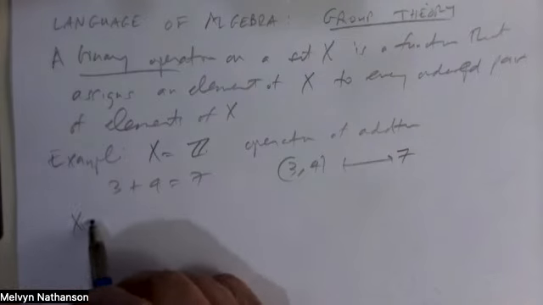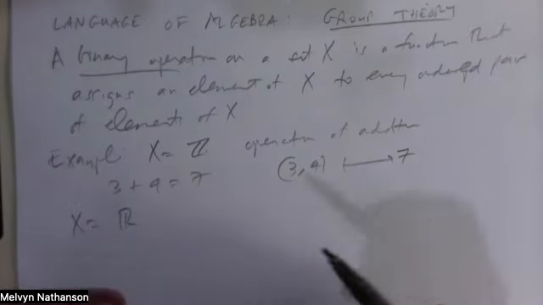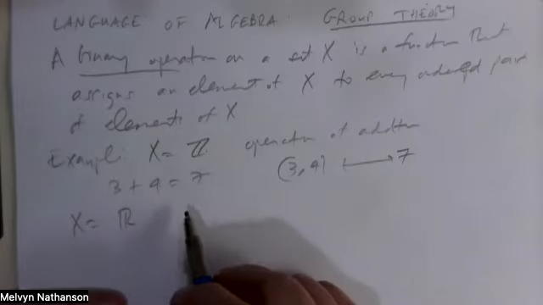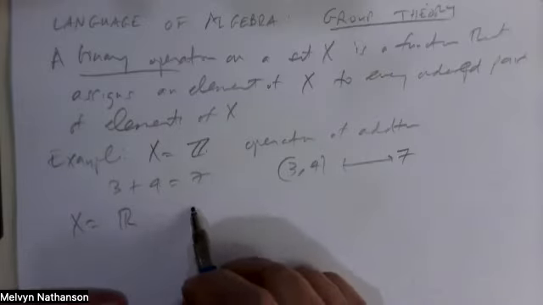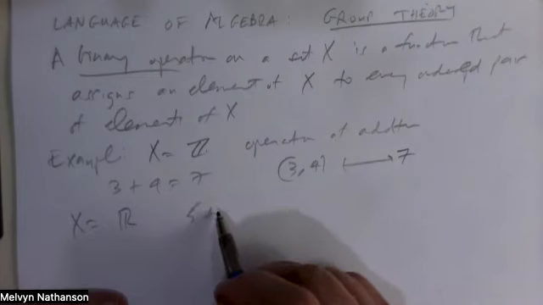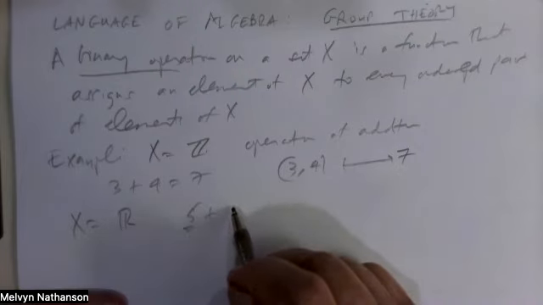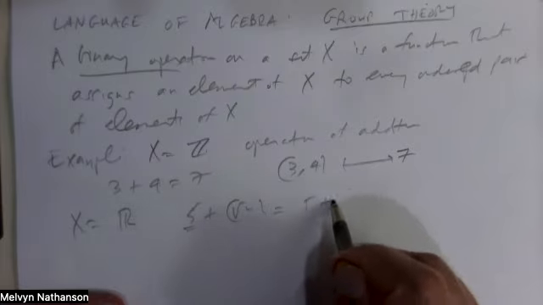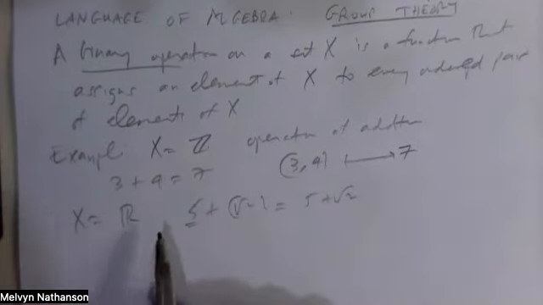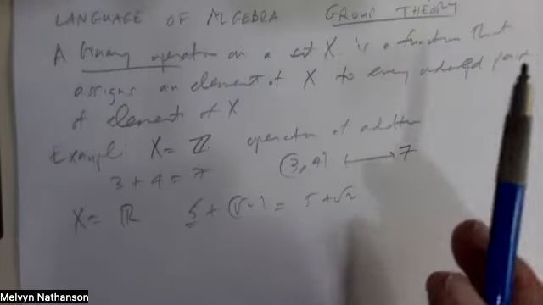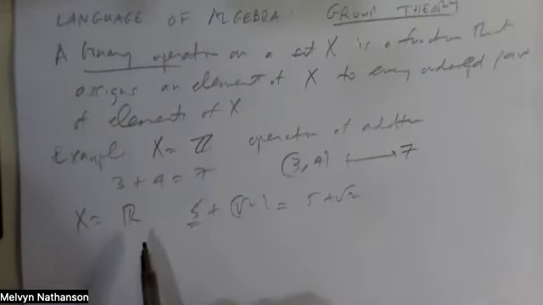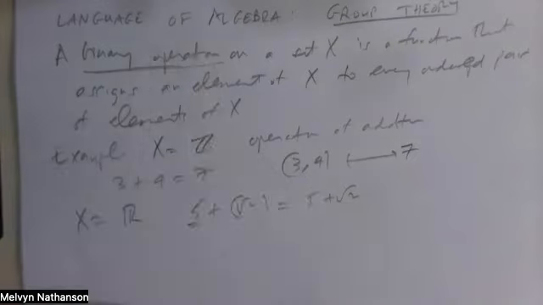Or if we took X to be the real numbers with the operation of addition, we could say that the number 5 plus the number square root of 2 is 5 plus the square root of 2. That is, you can add pairs of real numbers. You can multiply pairs of real numbers, and so forth. The same with rationals and complex numbers. So a binary operation is simply a function that assigns some value to every pair of elements of your set.